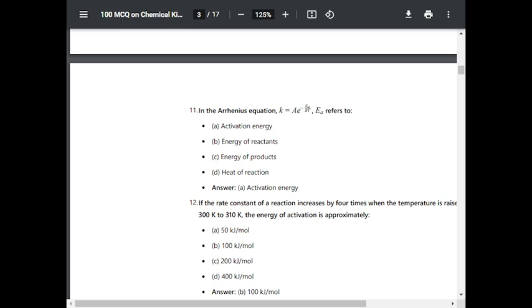Ea refers to activation energy. The Arrhenius equation is k is equal to A e to the power minus Ea upon RT, where Ea refers to activation energy.